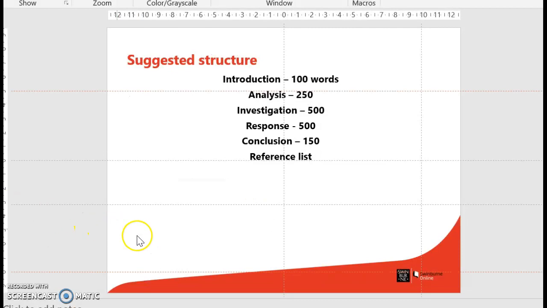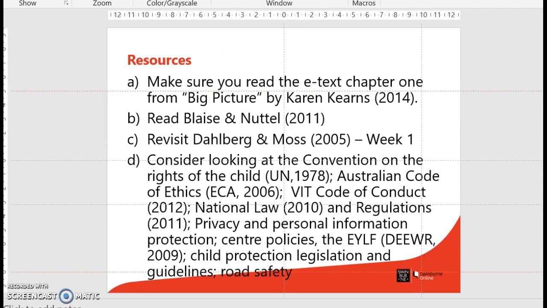This is a suggested format here. So your introduction would be roughly 100 words, which is quite a short introduction. Analysis, 250 words. Your investigation and your response, which are worth most in the criteria, are 500 words each, and a conclusion, 150 words. So that's a rough guide, and you can set it up however you like. So think about that when you're thinking about your assignment.